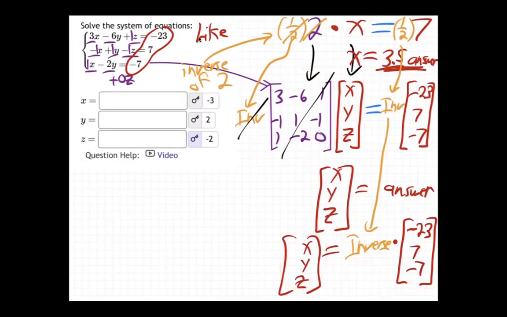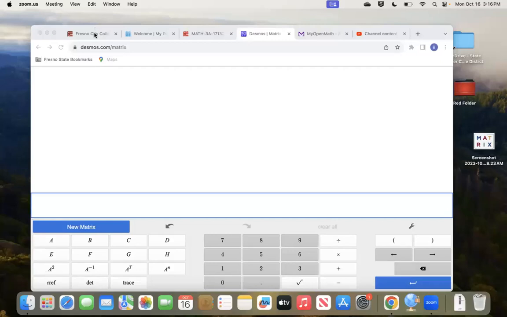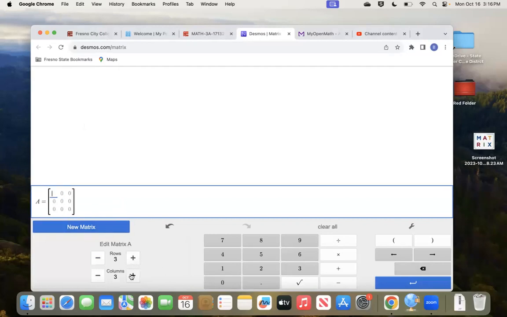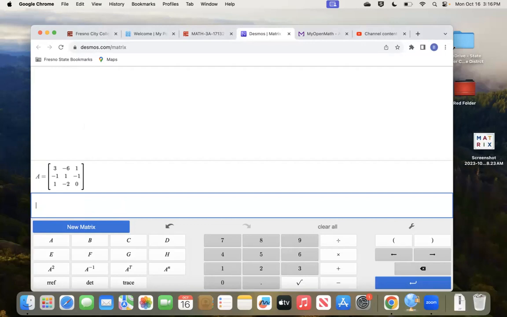So let me show you. I'm going to share my screen now. And here we go. I'll go new matrix, and I've got to increase the rows and columns to make it a 3 by 3. I put in the matrix: 3, tab, minus 6, tab, 1, tab, minus 1, tab, 1, tab, minus 1, tab. I hit tab every time. Let's do tab 0. Okay, there it is. There's the original matrix they gave us. Let me double check. Yep, that looks right.